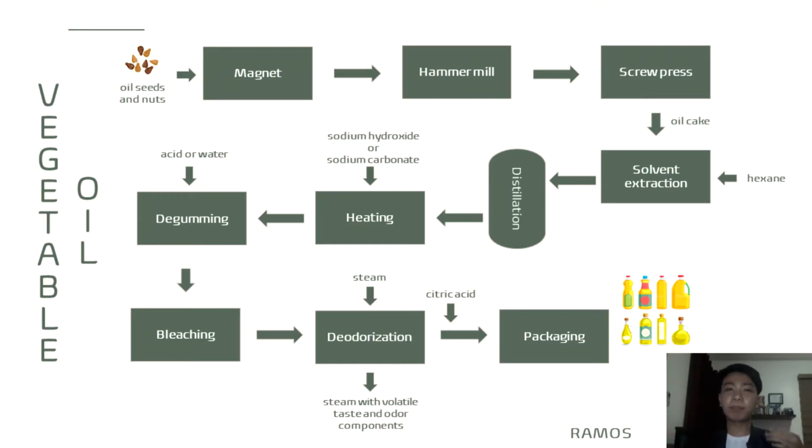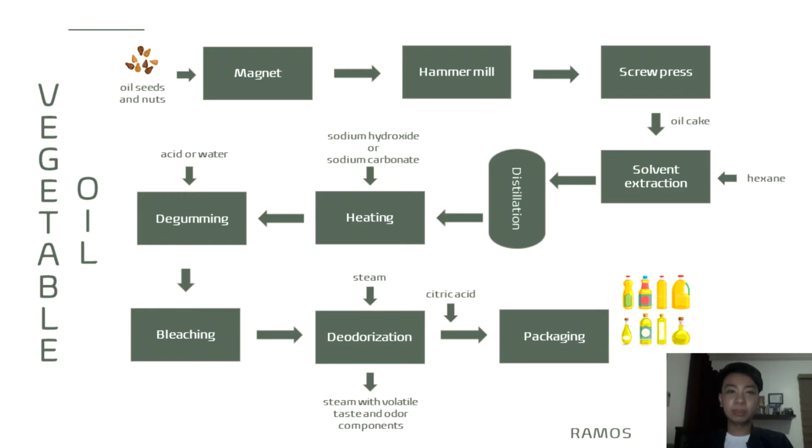The first step is to heat the oil to 85 degrees Celsius while adding an alkaline substance such as sodium hydroxide or sodium carbonate. By doing this, we can remove the undesired fatty acids since a soap will form, which can be removed through a centrifuge. Next is degumming, where we add either acid or water, and this causes the gums in the oil to precipitate, which could also be removed through a centrifuge.